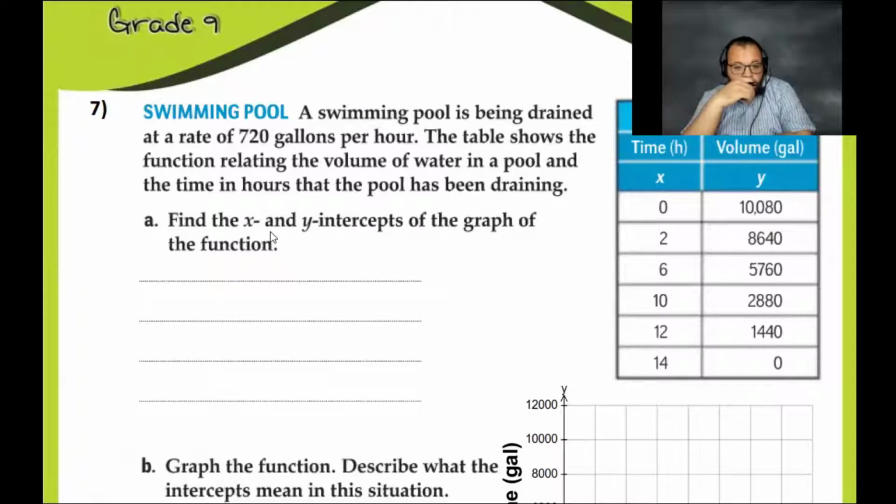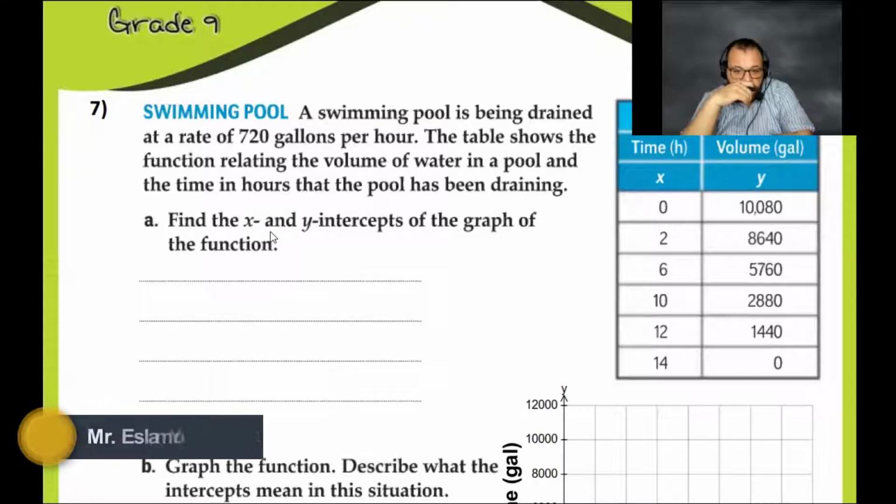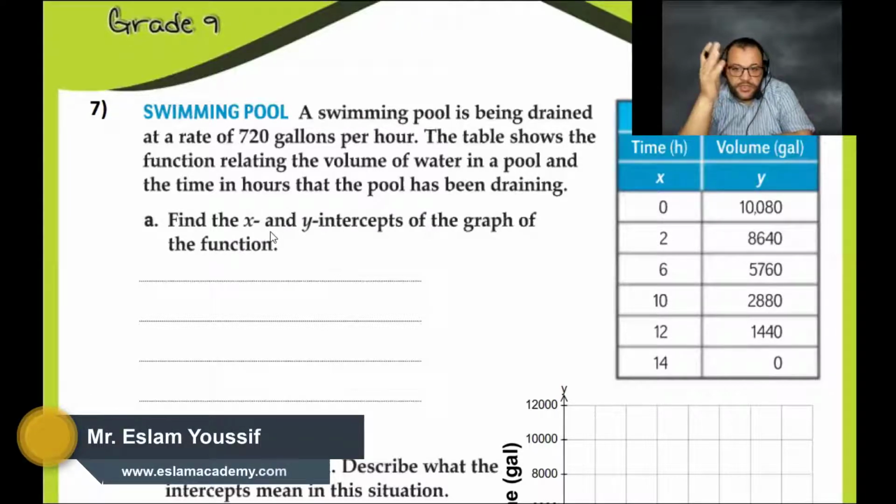Now we have a swimming pool, and the rate of change is 720. The table shows the function relating the volume of the water and the time. Find the x-intercept and y-intercept, and what is the meaning of the x-intercept and the y-intercept?